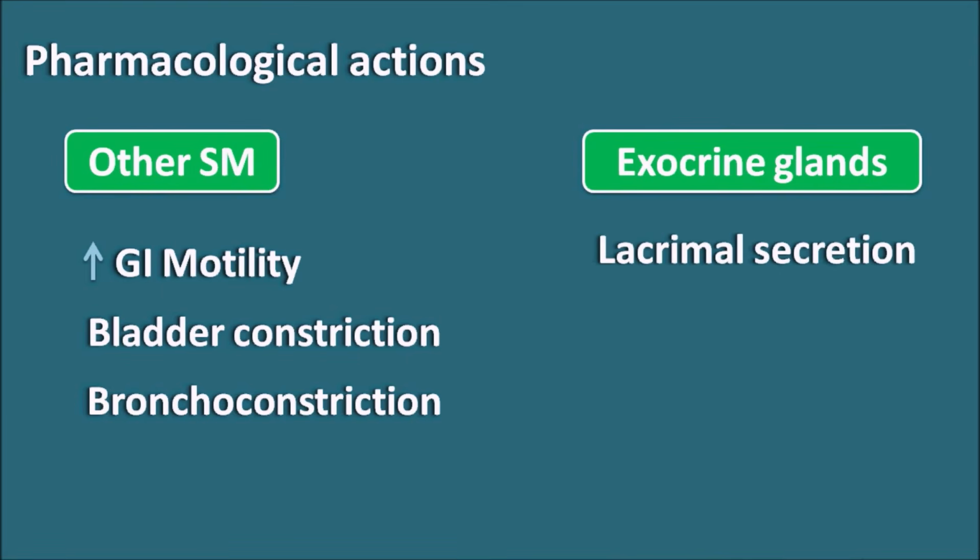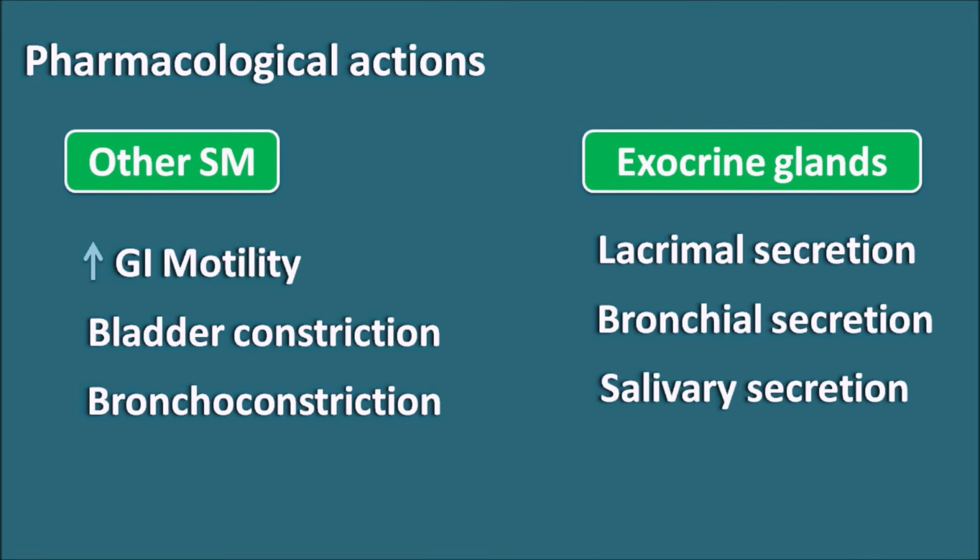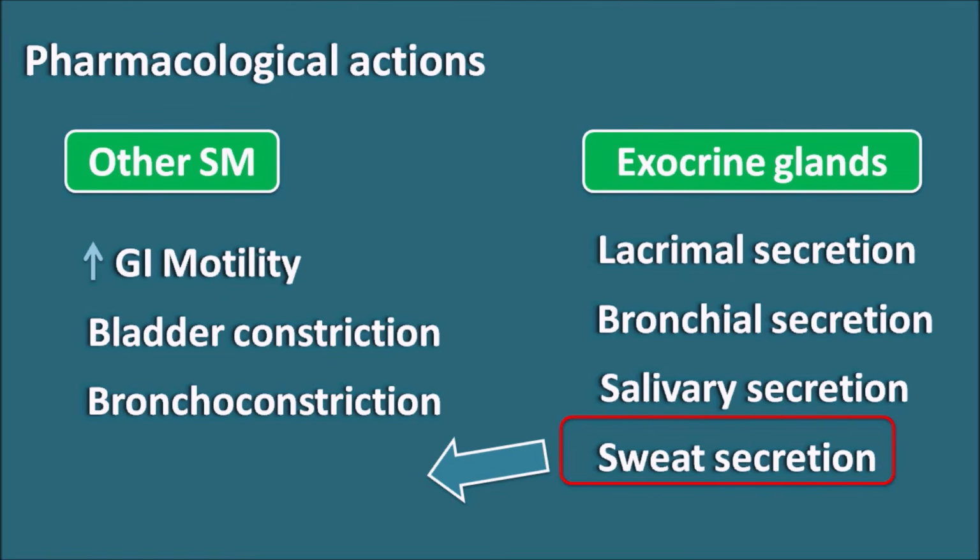So they can increase the lacrimal secretion, bronchial secretion, salivary secretion, and sweat secretion. The last one is not actually a cholinergic response. So sweat secretion is going to be produced by the adrenergic system. The adrenergic system can increase the sweat secretion in order to dissipate the heat produced under stressful conditions.